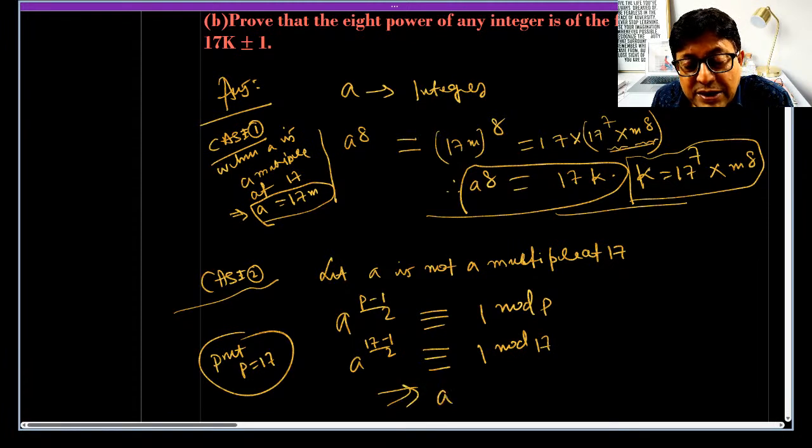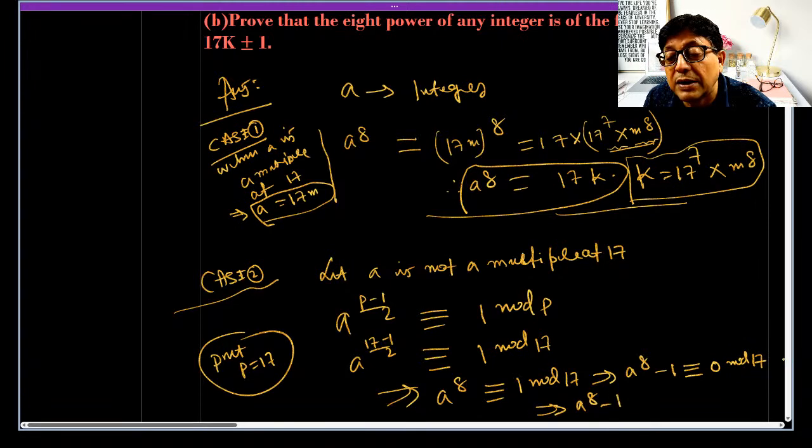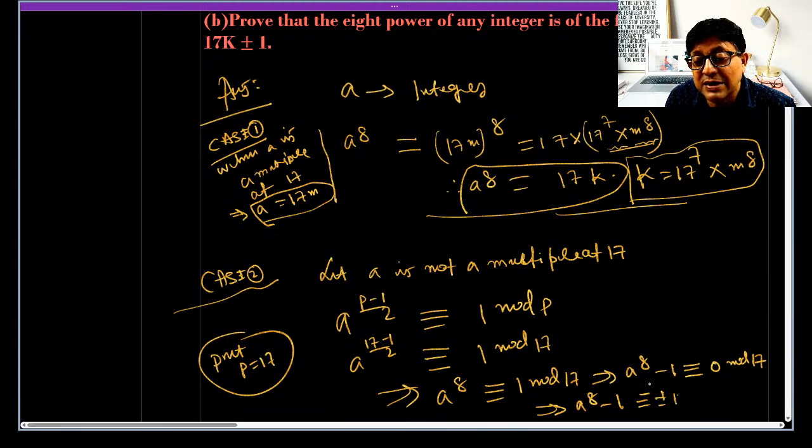So this implies a to the power 8 congruent with 1 mod 17. So this implies that a to the power 8 minus 1 congruent with 0 mod 17. This implies that a to the power 8 minus 1 is going to be what? A to the power 8 minus 1 completely divisible by 17. So you can write plus minus 17.